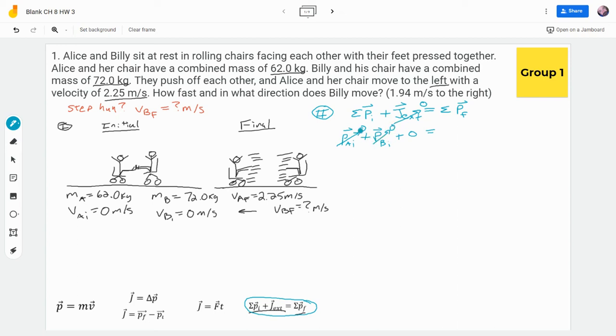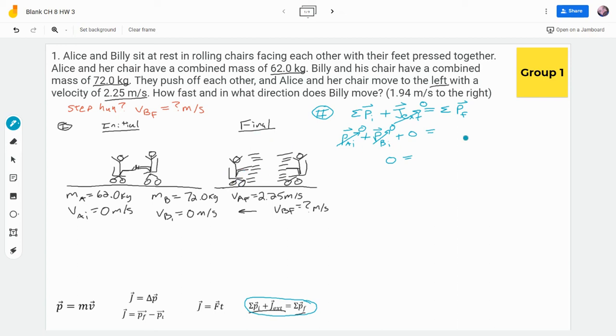So they go away. We end up with 0 plus 0 plus 0. So the whole left side ends up being 0. All right. Now on the right side, sigma p sub f, the sum of your final momentums. Look at your final sketch and figure out where all of your momentum is.